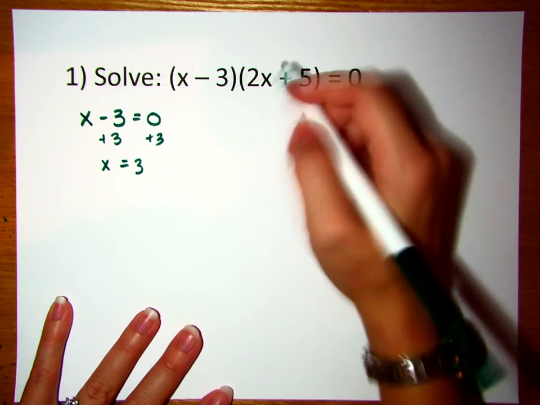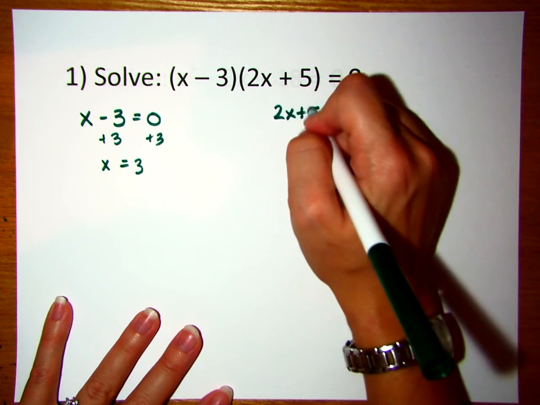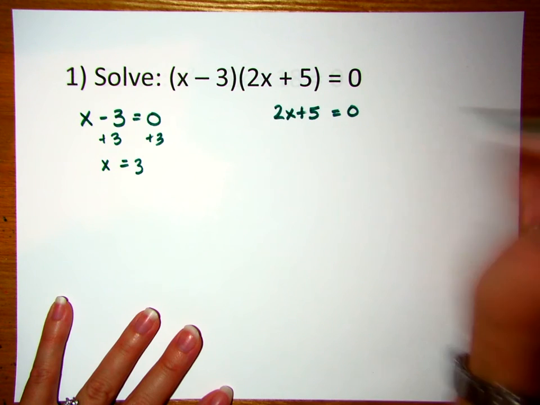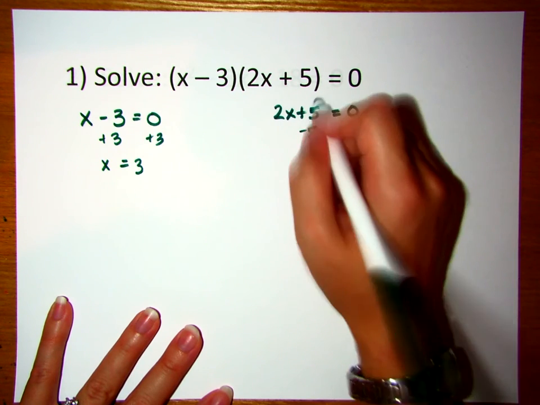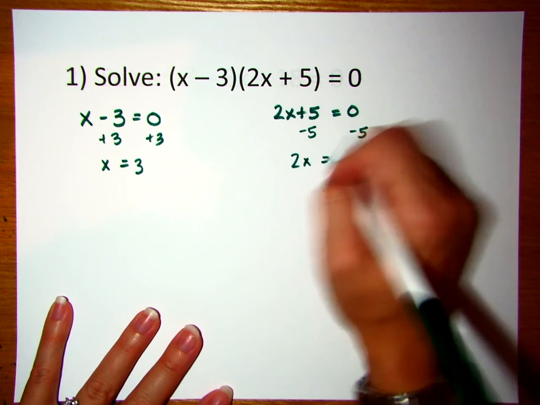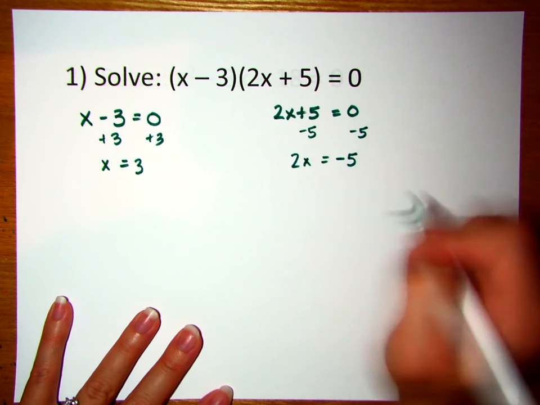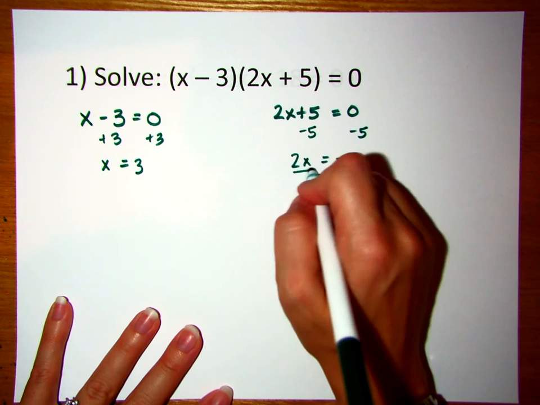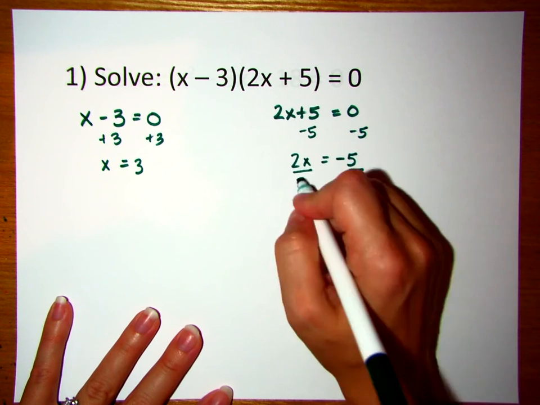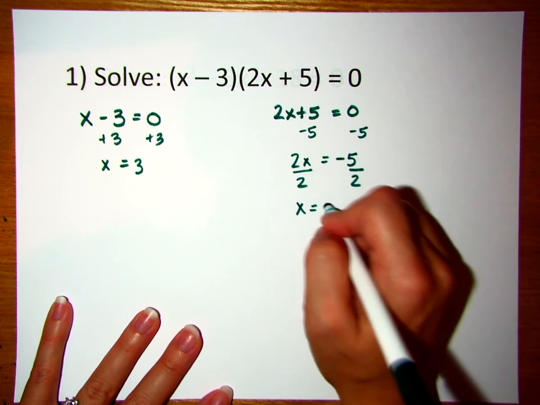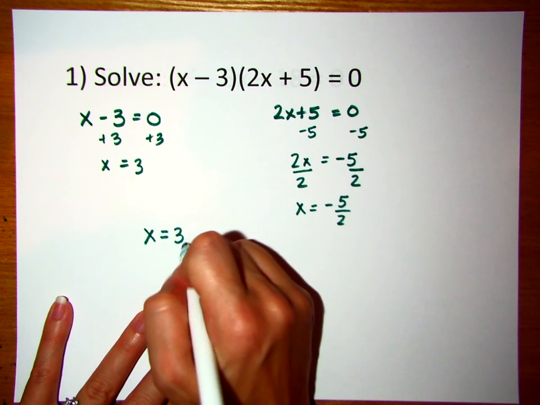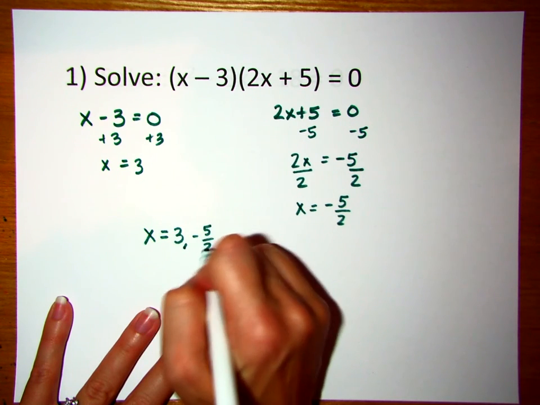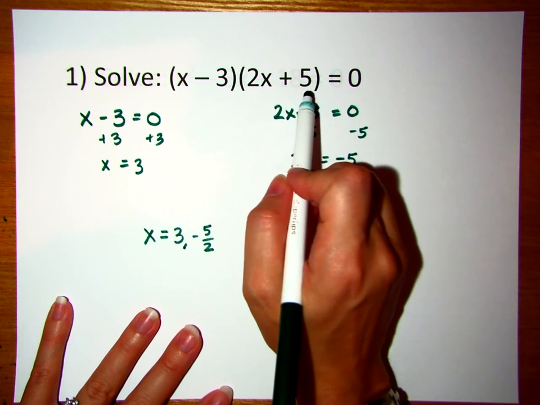And then we do the same with this expression over here, 2x plus 5. Now we're going to set it equal to 0. So we would subtract 5 from both sides so that these would cancel. So 2x would then equal 0 minus 5, which is negative 5. Then the opposite of multiplying by 2 would be to divide by 2, so that these would cancel and x would equal negative 5 halves. So if x equals either 3 or negative 5 halves, it makes the entire equation here equal to 0.